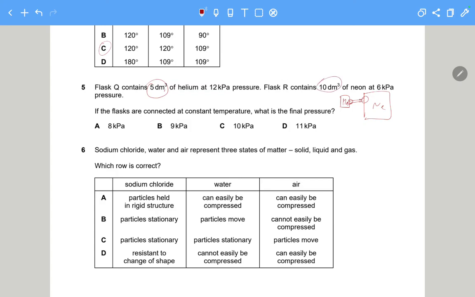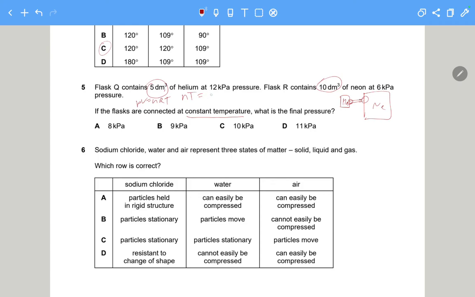Now we know that the ideal gas equation is PV is equal to nRT. We'll assume the gases are ideal gases because they've not given us any other information. And what we can see from here is that they've not given us a temperature. They've only said that the flasks are connected at constant temperature. So T is unknown, and the number of moles is also unknown. So what we'll do is we'll make the subject the unknowns, N times T.